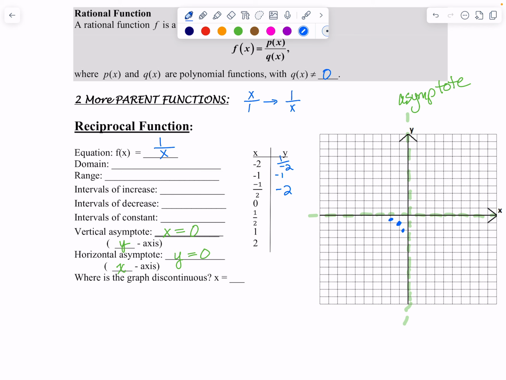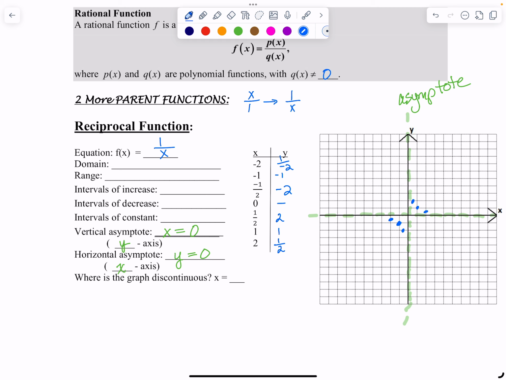Notice at 0, I won't have any dots. No dots, because it's 1 over 0, we can't graph that. It's undefined. Now let's look at this guy. 1/2, let's flip that. The reciprocal of 1/2 is 2. So at 1/2, I'm going to be up at 2. At 1, if I flip 1, I still get 1. And at 2, I'm going to flip that. The reciprocal of that is 1/2.